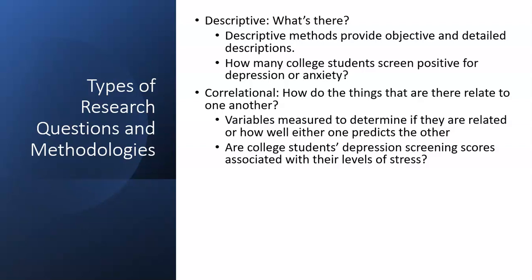So a classic example is high school GPA as a predictor of college GPA. And in fact, those two things are correlated. If you have a higher high school GPA, you also have a tendency to have a higher college GPA. Another example, you could ask the research question, are college students' depression screening scores associated with how stressed they are, or what's their level of perceived stress? In the research literature, we do tend to find a pretty strong positive correlation between the level of perceived stress and people's vulnerability to depression.